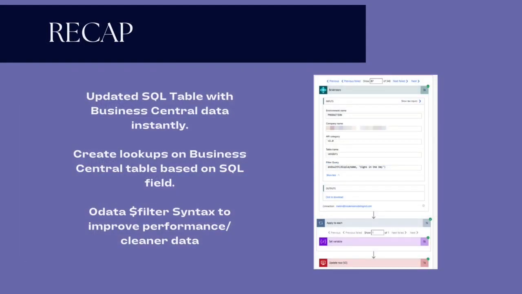Quick recap here. We updated our vendor table in SQL with the Business Central vendor number by using the selected record trigger, and then we limited our finding of the vendors inside of Business Central with the company name in SQL to limit those records.